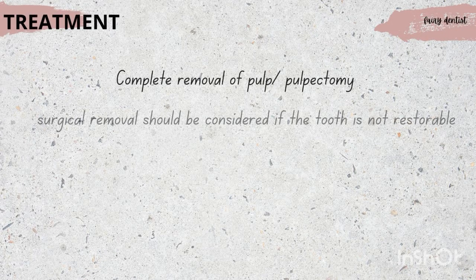In a radiograph, a cavity may be seen with the exposure of pulp. Complete removal of the pulp, or pulpectomy, is the treatment for irreversible pulpitis, with medicament filling. Surgical removal should be considered if the tooth is not in restorable condition.